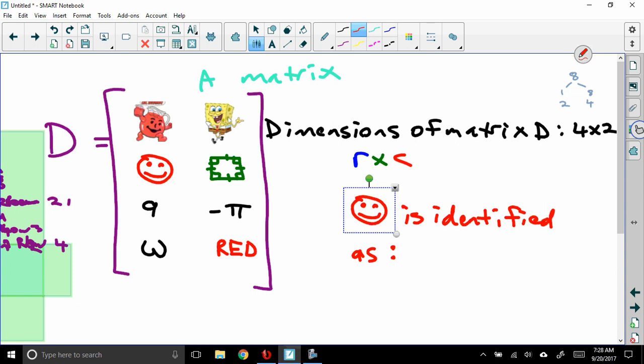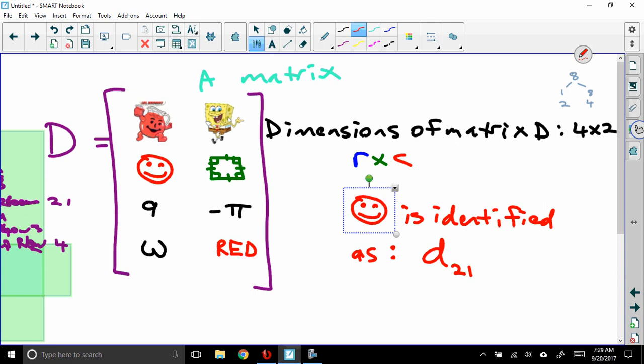Well, the matrix is capital D, so we're going to use a little d. And remember, we use two subscripts. The first subscript indicates what row smiley face is in. Well, smiley face is in the second row. And the second subscript indicates what column. And smiley face is in the first column.